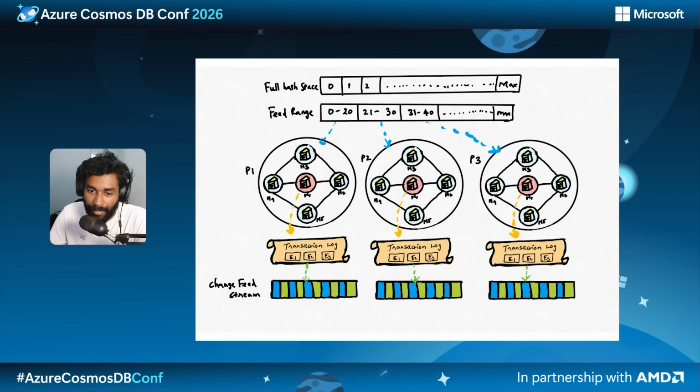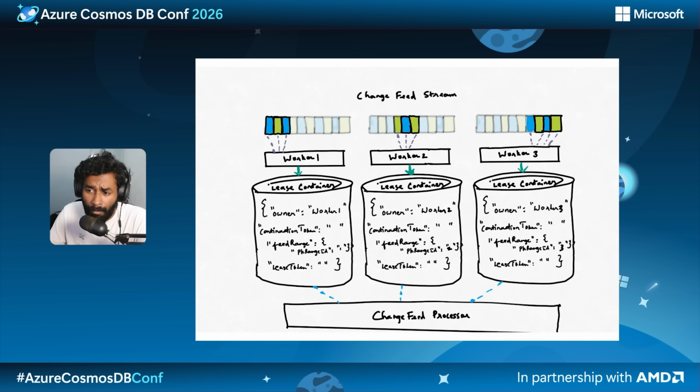You can think of change feed as a continuous stream of all the changes happening in the database. Every insert, update becomes part of the stream. And because Cosmos DB is partitioned, each logical partition produces its own ordered stream of changes. Now, from this change feed stream, we can have multiple workers processing those changes. Each worker is responsible for processing a specific range of partitions. To coordinate this work, workers use something called a lease container.